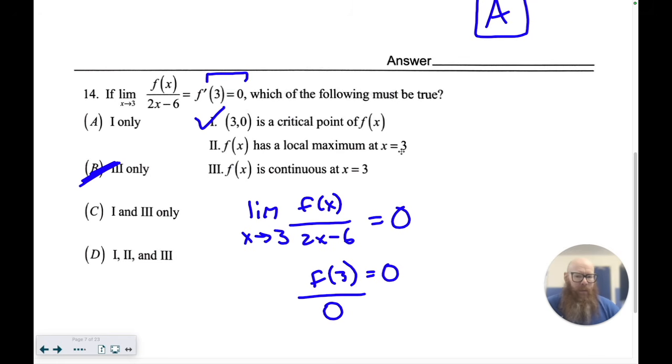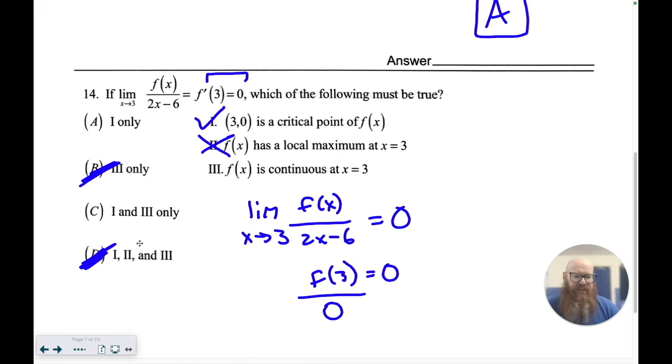It has a local maximum. In order to know that it has a local maximum, we would have to know that the derivative changes from positive to negative, which we just don't have any information about. So that I'm going to get rid of. So it's not this one. But now I have to check 3.